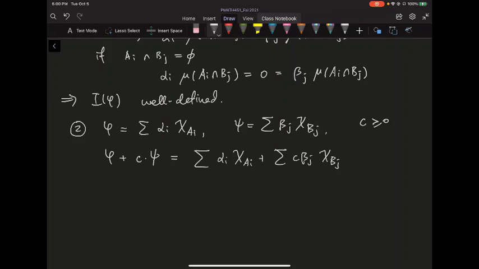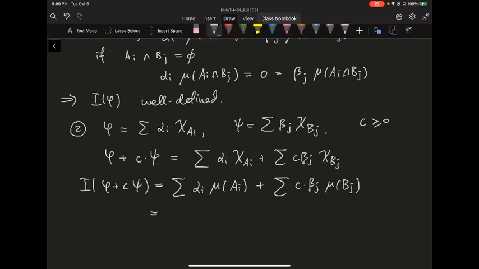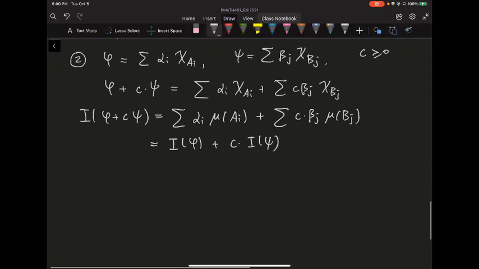But because I of phi is well defined, it doesn't matter how you write it out, as long as you write it as a linear combination of these characteristic functions. So I of phi plus c psi is just what you expect: the summation of alpha_i mu of A_i plus the summation of c times beta_j times mu of B_j. And this is really I of phi plus c times I of psi. So linearity is fairly simple.